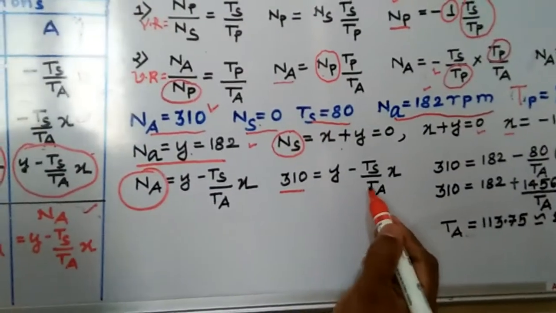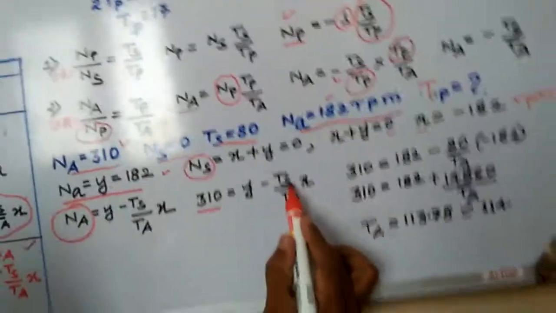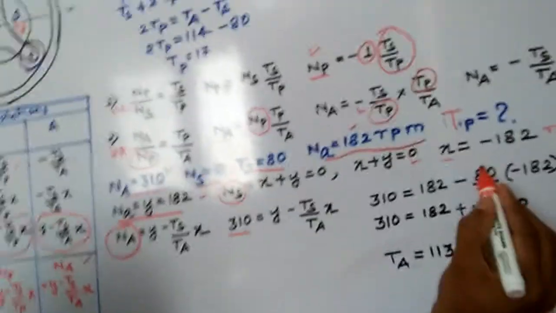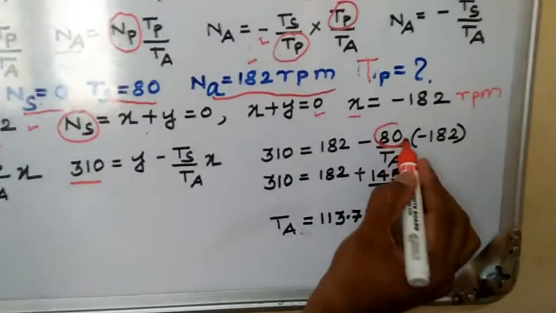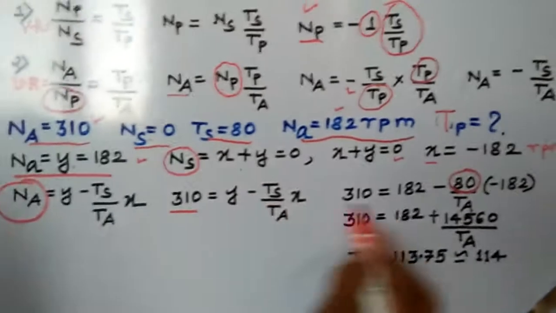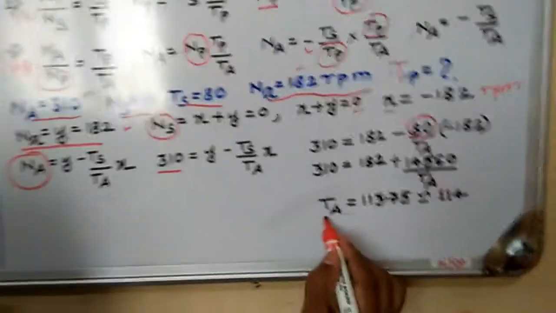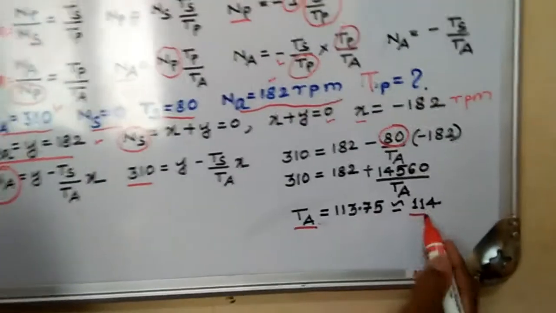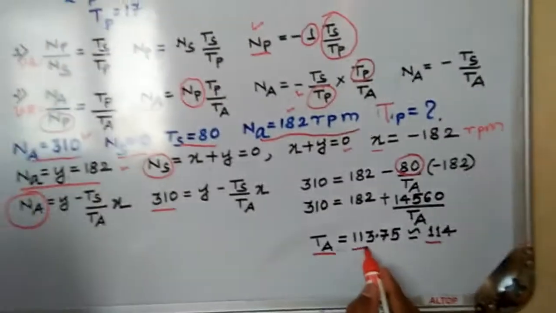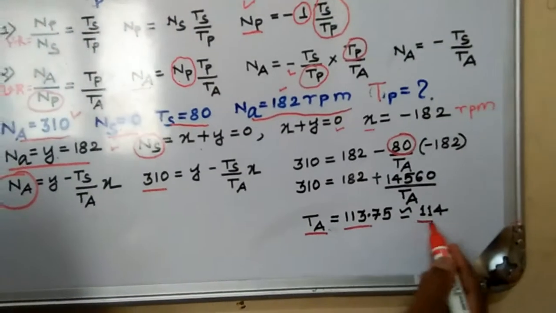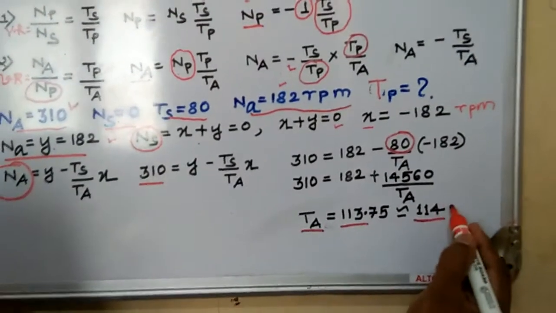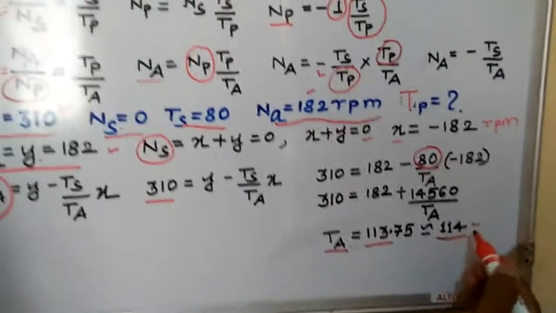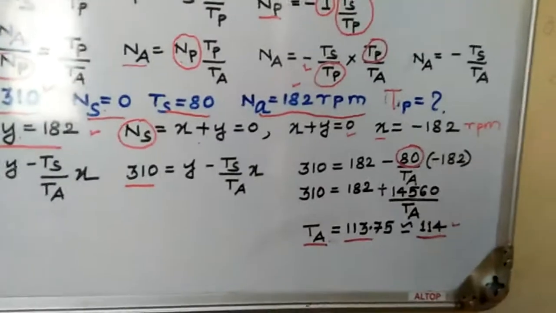Then Ts is also given, that is 80. Ts is given, Y is also known, so we can find the Ta, that is the number of teeth on the annulus gear, the ring gear. It is coming as 113.75. You take it as 114, nearer to that only, because standard gear numbers will be there. I have taken it approximately as 114.